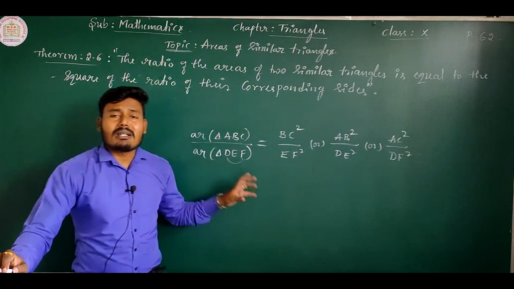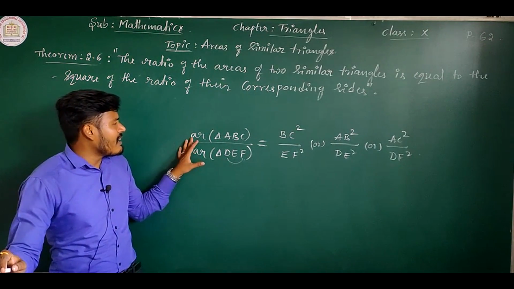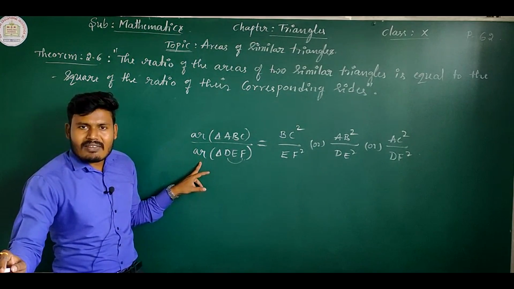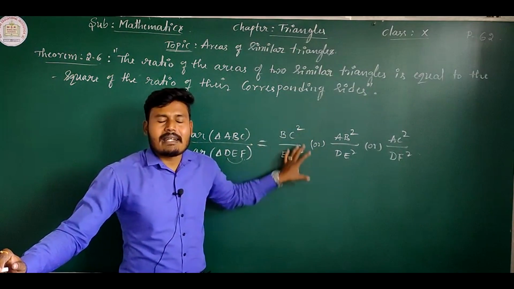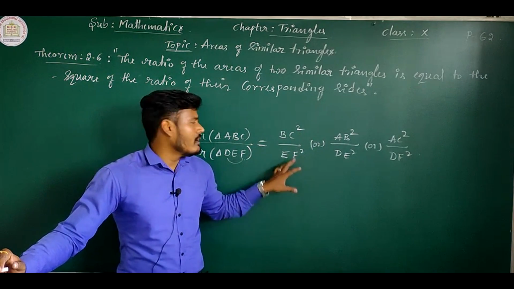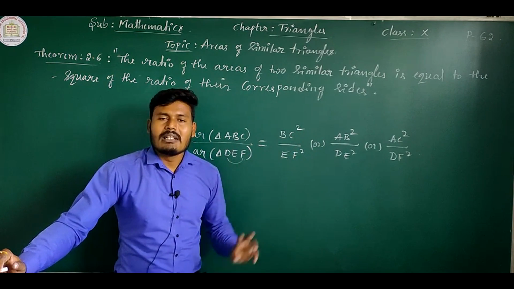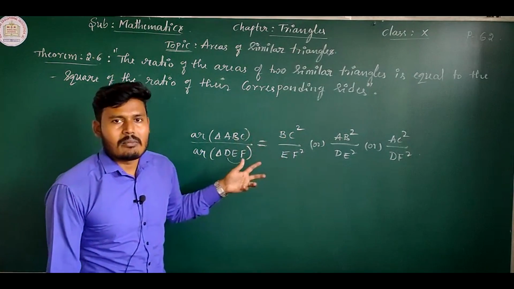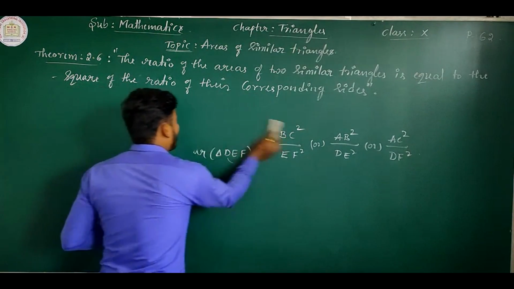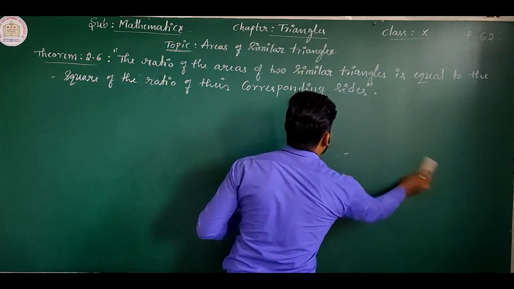So then, what are we trying to prove in this theorem? Area of triangle ABC divided by area of triangle DEF is equal to the square of their corresponding sides. So we just considered here BC square divided by EF square. So that is what we are going to prove in this theorem. So now we are moving on to the proof section of this theorem.